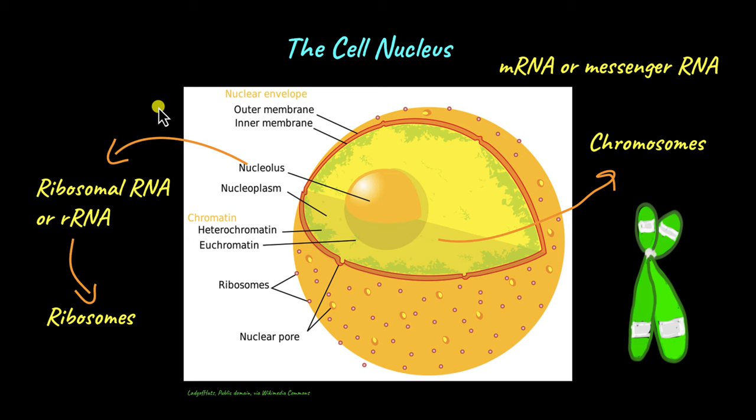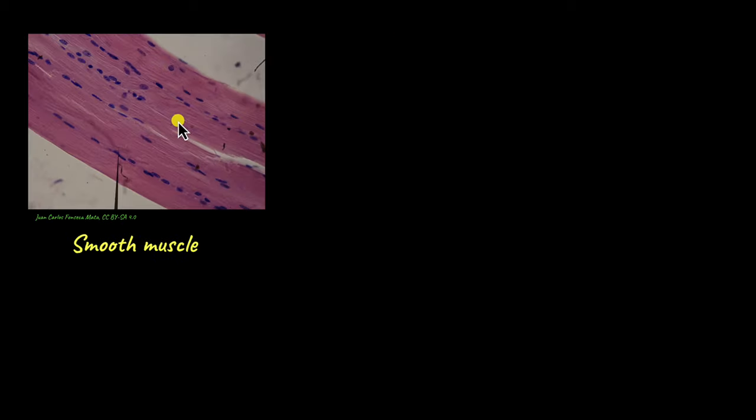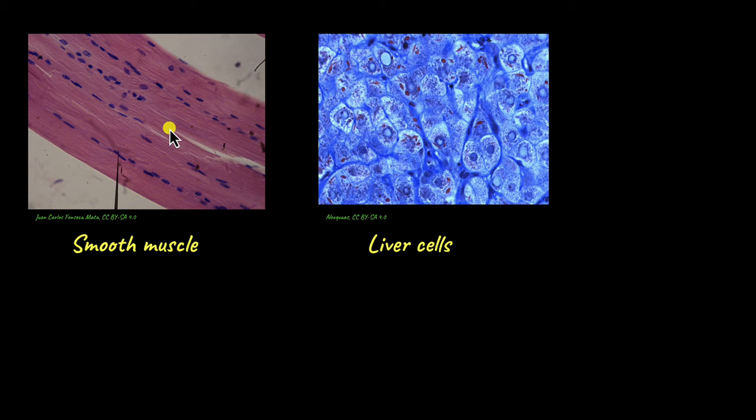Based on the functioning of the cell, some cells have more than one nucleus. Like the smooth muscle cells that make up the insides of your intestines, they have more than one nucleus. And other cells like the liver cells also have more than one nucleus. Why do you think they have more nuclei?